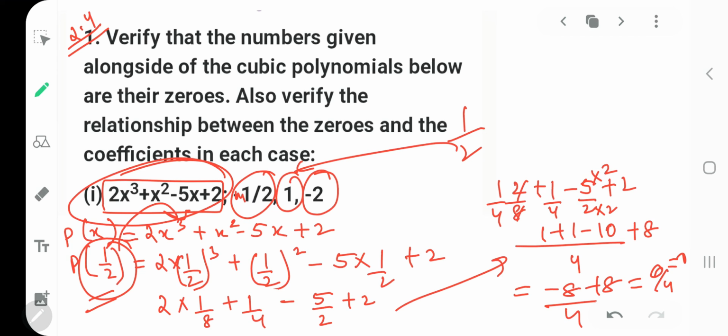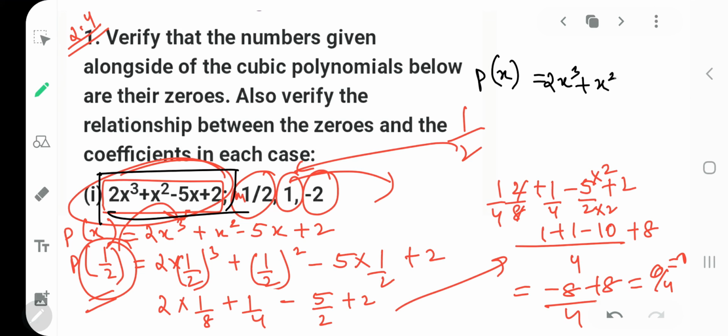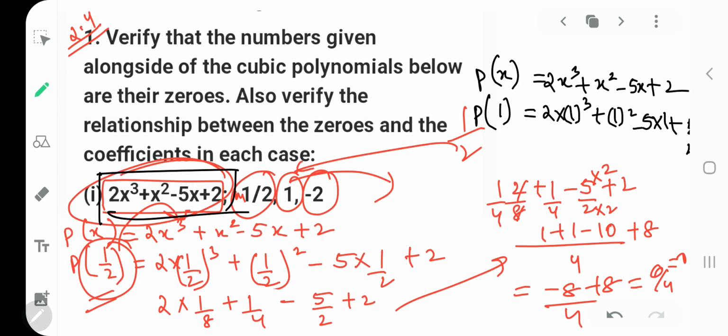Similarly, you have to try with 1. You have to put the x value as 1 in the given polynomial, this one. Put p(x) is equal to 2x cube plus x square minus 5x plus 2. In that you have to put 1 as the value of x. So you have to solve like this. And you have to check whether your answer is 0 or not. If for this also you are getting 0, you will say that 1 is a zero of the given polynomial. Got my point clear? Similarly, you have to try for minus 2 also.